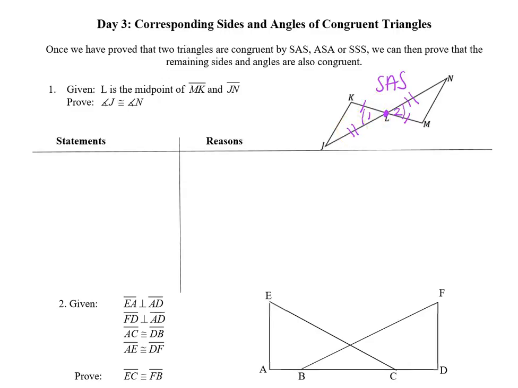Now once I have triangles congruent, I can say then that their corresponding parts would be congruent, so J must then be congruent to N, because they're corresponding parts of congruent triangles. Okay, so it's kind of like just one additional step that we're talking about today. So let's write out our givens.